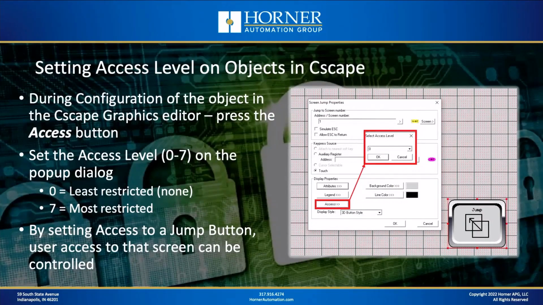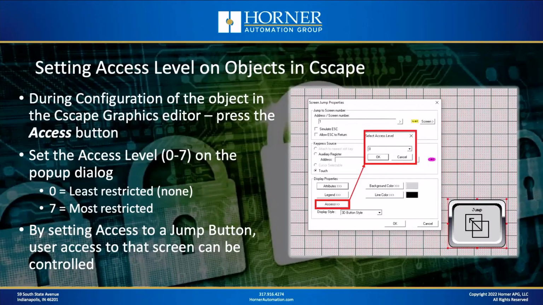Now, the way you set that up in Cscape is during your screen configuration process. Anytime you have an object on one of your screens that has an action to it, if you double click on that object and go into the configuration dialog, you'll find that it has an access button, whereas objects that don't have any kind of action when they're pressed don't have an access button. From that access button, you can set the access level of that particular object at up to 8 different levels.